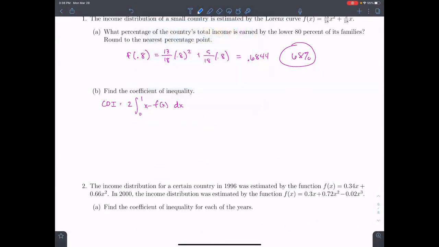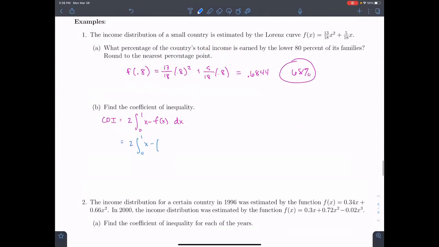So when we plug in our stuff here, we need to be careful that first thing, this is a minus the whole function, so it's going to distribute to everything. So we have 2 times the integral from 0 to 1 of x minus 13 over 18 x squared plus 5 over 18x dx.